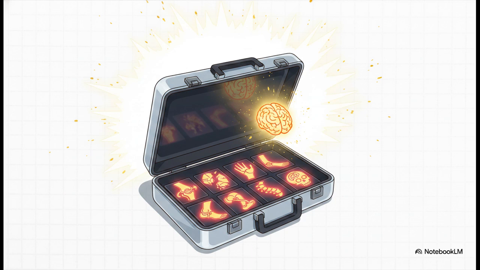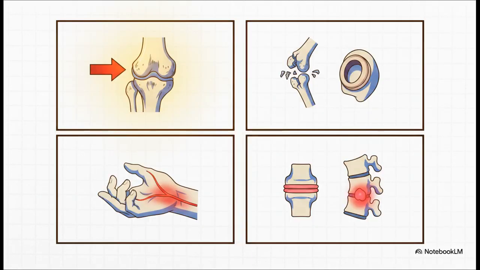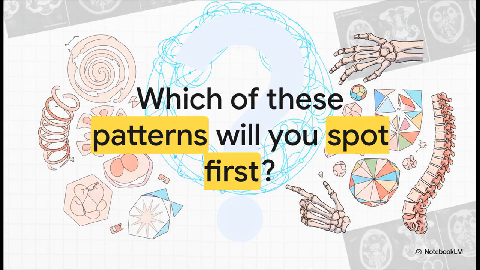And just like that, your pattern recognition toolkit is now officially upgraded. So that was a super quick run through the knee, AVN risks, the wrist, and the spine. See, pattern recognition is an absolute superpower. Now go put it to use.